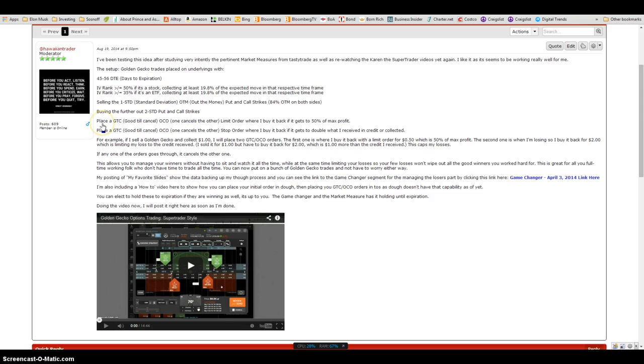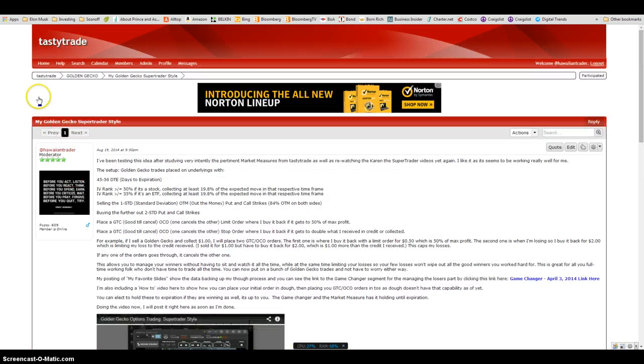Now here you can place a good-to-cancel order where you buy it back when it gets to 50% of max profit. You can also put a good-to-cancel order where you buy it back if it gets to double what you received, basically double the credit received, and I'll go over that in a minute. Okay, but you can read this. It's under the Golden Gecko thread, and it's called My Golden Gecko Super Trader Style.